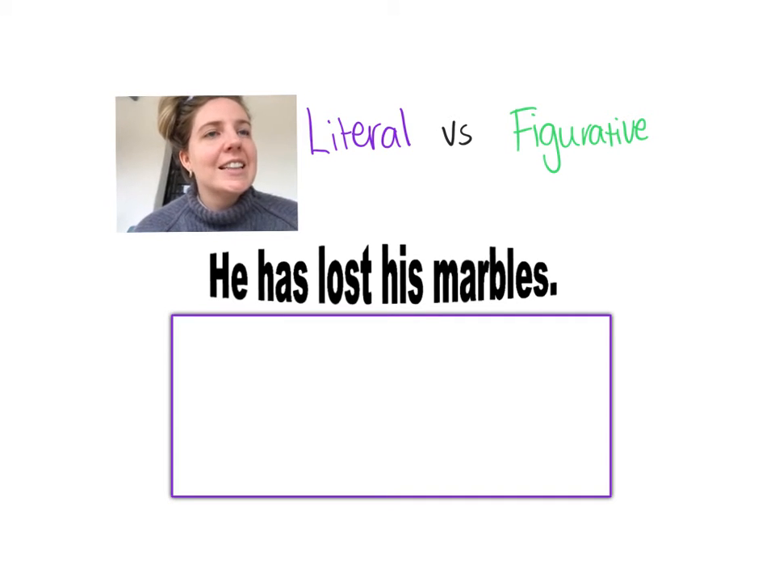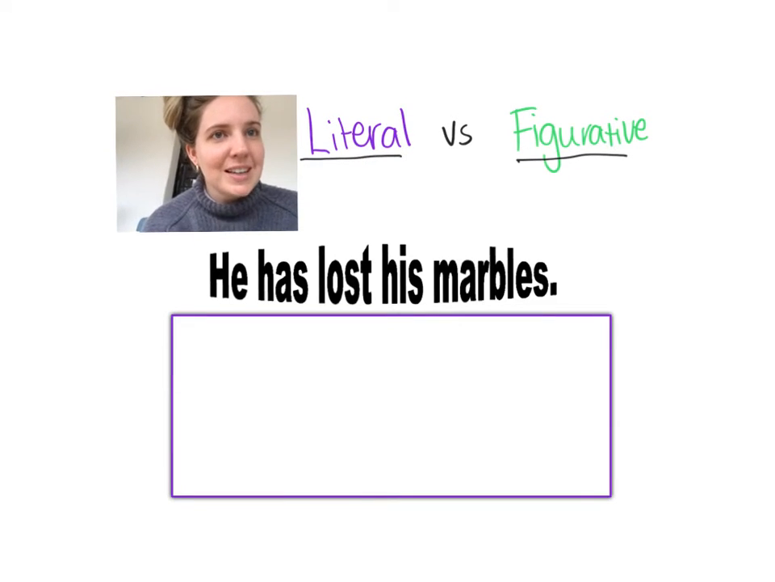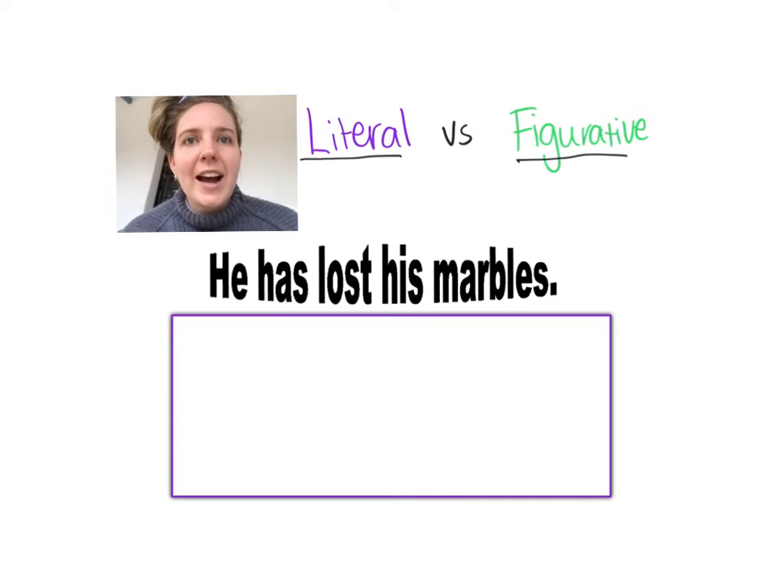Now, I'd like to bring your attention to our heading. Our heading is literal versus figurative. Now, I'm just going to leave it there at the moment. I'm going to go into it in a second. First things first, I want us to actually have a look at the title in the black text.